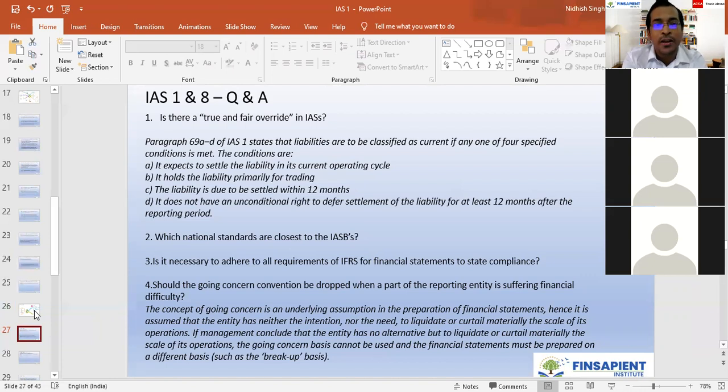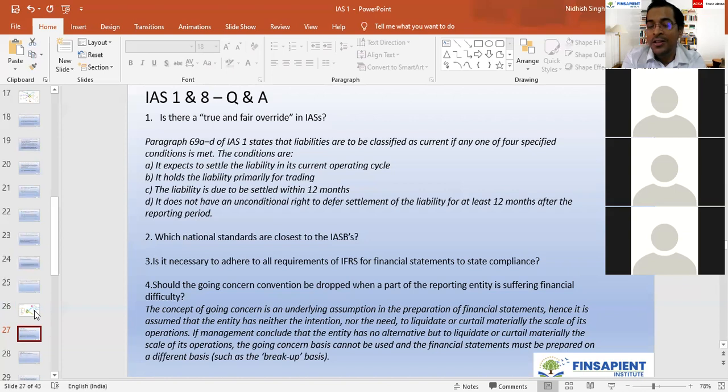Is it necessary to adhere to all the requirements of IFRS for financial statements to state compliance? Yes, the answer is yes. We need to adhere to all the requirements of IFRS in order to say it is compliant to IFRS. No exemptions. But if there is no specific IFRS, and we borrow something from other GAAP or standards, then could it be no? It is still yes. You know why? What is the statement? All the requirements of IFRS, it is saying.